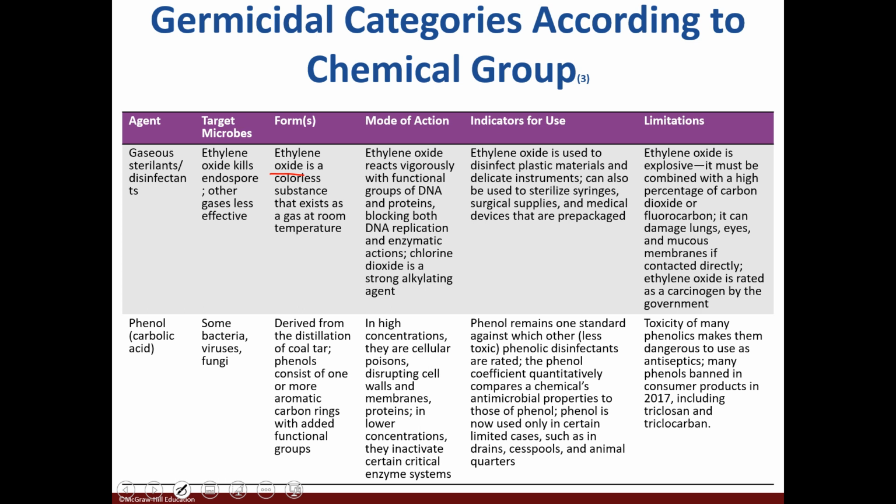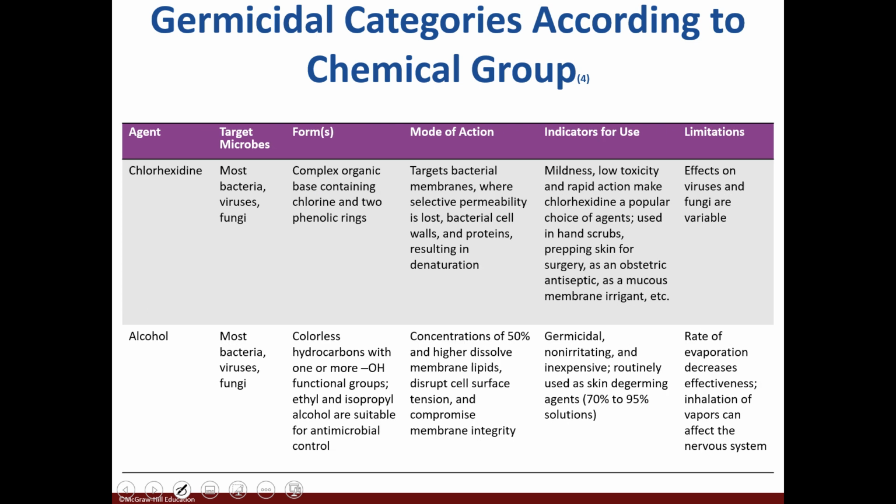Carbolic acid kills some microbes, and its targets are the cell wall and cell membranes, as well as proteins. It is used in limited situations. It was recently banned from antibacterial soaps and gels. Chlorhexidine kills most microbes by targeting cell walls, cell membranes, and proteins.